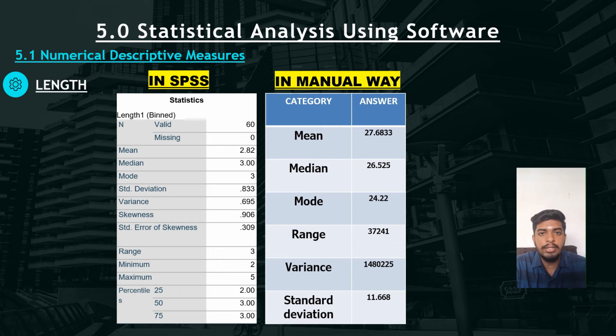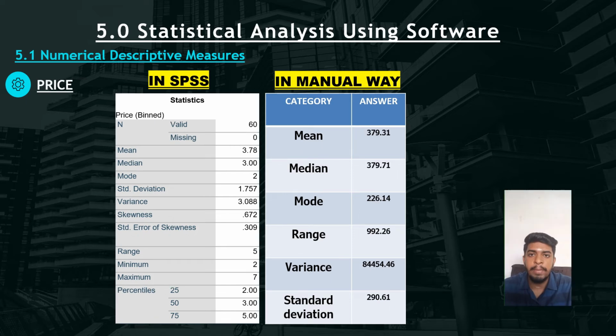What is 5.0, which is statistical analysis using software? Firstly, for length, in manual calculation, the mean is 27, the median is 26.525, the mode is 24.22, the range is 37241, the variance is 1480225, the standard deviation is 11.668. While in SPSS output, the mean is 2.82, the median is 3.00, the mode is 3, the range is 3, the variance is 695, the standard deviation is 833.